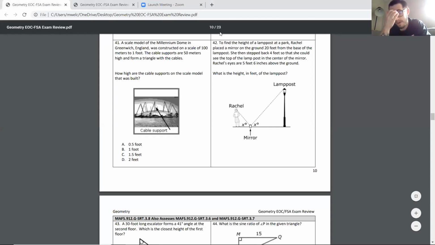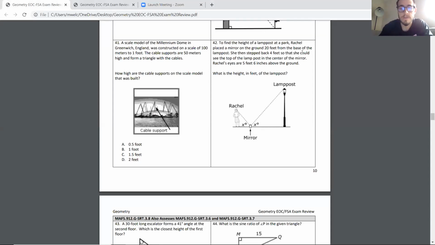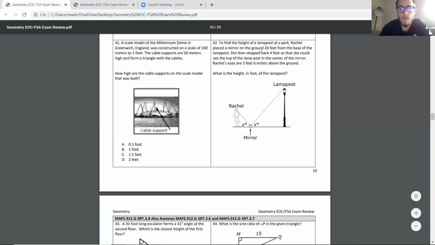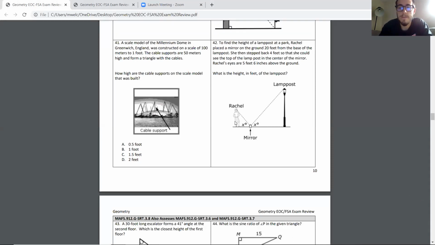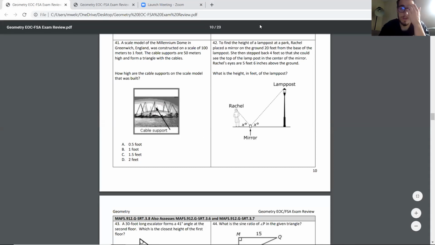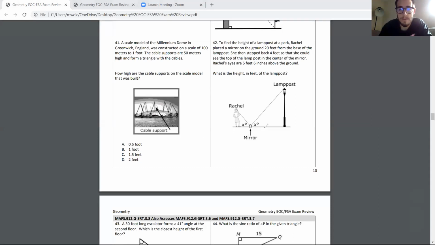42 and 43 are both about triangle heights and angles and all that stuff. To find the height of a lamppost at a park, Rachel placed a mirror on the ground 20 feet from the base of the lamppost. She then stepped back 4 feet so that she could see the top of the lamppost in the center of the mirror. Rachel's eyes are 5 feet 6 inches above the ground. What is the height in feet of the lamppost? So the first thing you're going to want to do is label everything that you can.